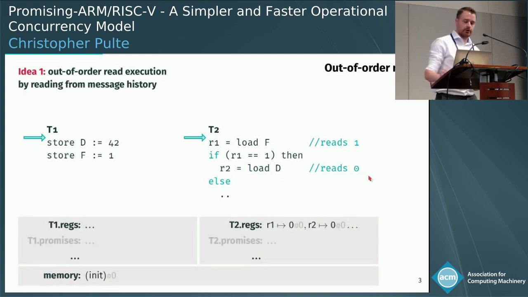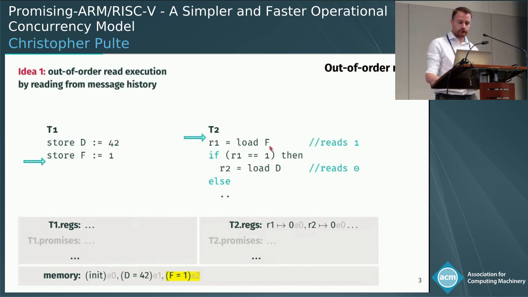If you look at the part below, that shows you parts of the operational model state. It has a standard register state for each thread and a memory state. The memory state is just a list of all the write messages the model has seen so far, initially with just one initial write setting everything to 0. Now if we step through and do the store of D equals 42, this just adds a write message to this message history. And the same if we do the store of F equals 1: this adds another write message to the message history.